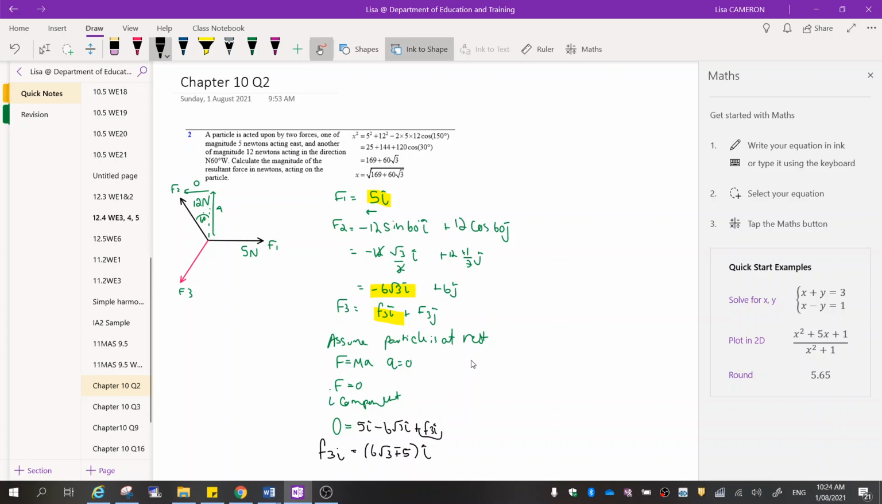Okay, now we're going to do the same thing with the j component.